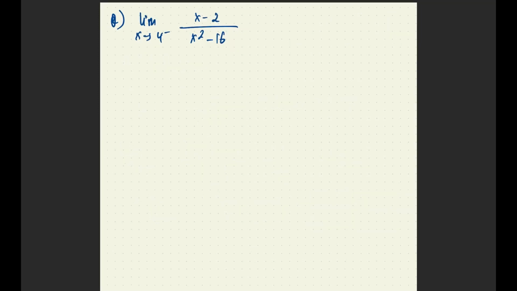So this question asks us to evaluate the limit as x approaches 4 from the left-hand side. So it's specifically asking for a one-sided limit of x minus 2 divided by x squared minus 16. So let's try and plug in. I'm just going to plug in 4. So 4 minus 2 divided by 4 squared, 16, minus 16. So that gives me 2 over 0. So I know that this is the form of a constant divided by 0. So straight away I can say that x equals 4 is a vertical asymptote, right?